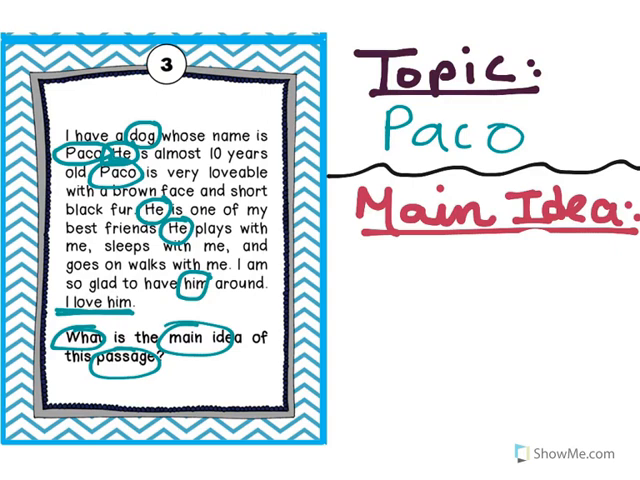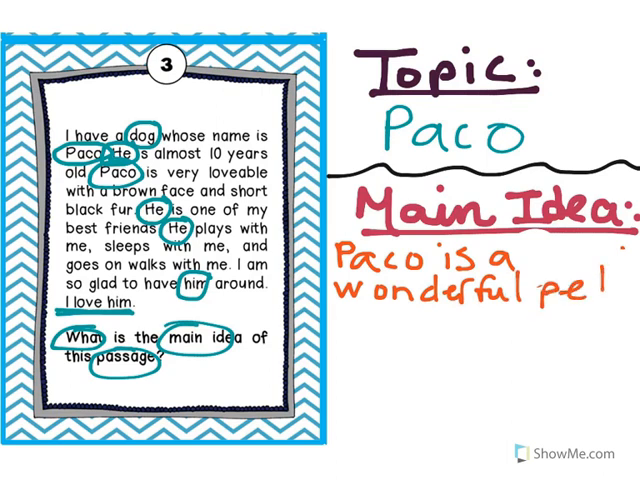So I'm going to write Paco is a great... I decided not to go with great because that's a more overused word. So let's just say Paco is a wonderful pet. So now we need to support it. So we're going to find some details that support it.